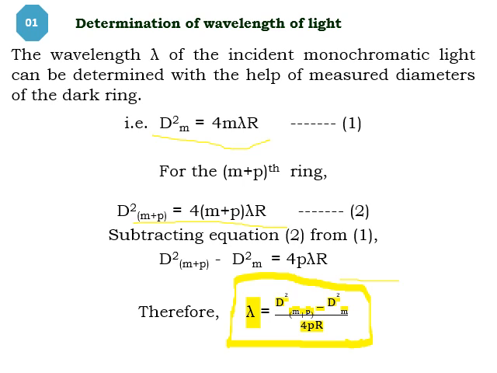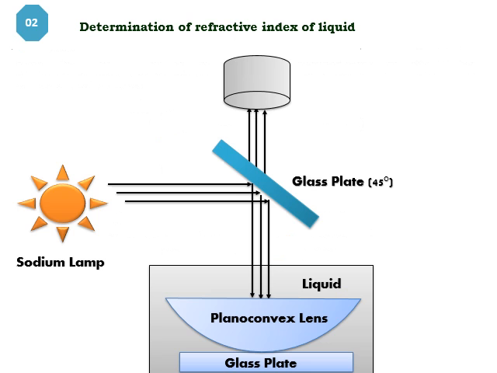So it is nothing but the square of diameter differences divided by 4 into p, where p is nothing but the distance in between the two diameters that we have selected, and R is the radius of curvature of the lens. Next application is determination of refractive index of a liquid. The same experimental arrangement we have to use for the purpose. We just have to replace the air medium by the liquid medium.